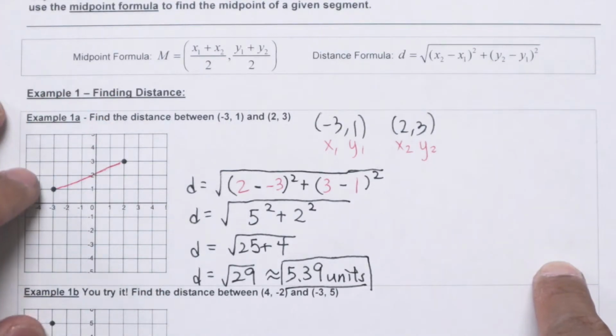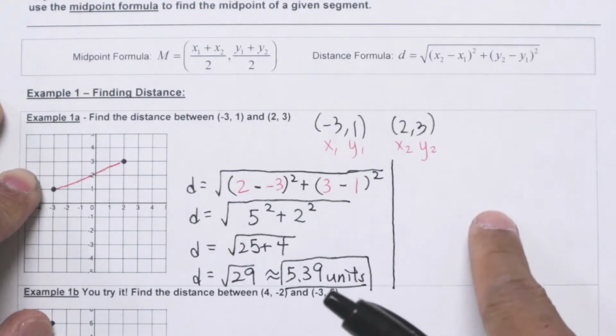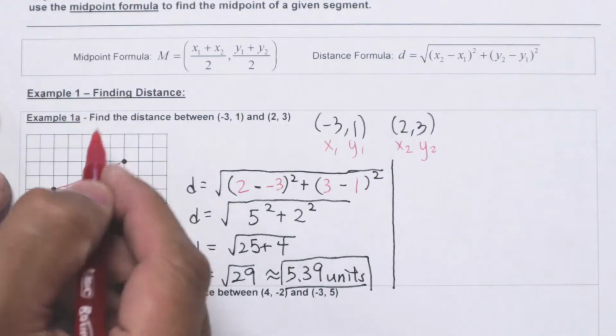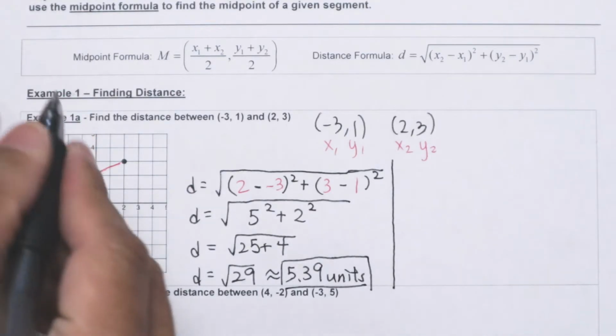Now let me show you another way. For those who do not like to use the distance formula, there's actually another way to do it. So I'm going to write another method here. Remember, we learned the Pythagorean theorem before. So what you're going to do is, remember, this is a hypotenuse, right? It looks like a slanted side. So you're going to draw a right triangle.